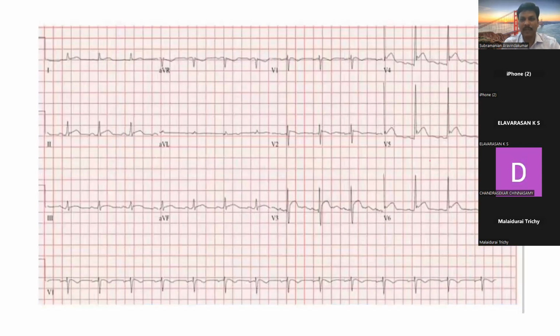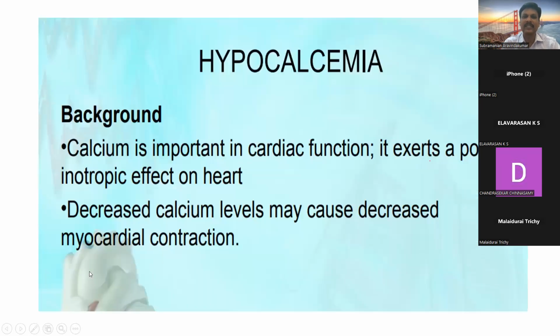In a patient on treatment for malignancy, you can always find this type of ECG, where a tumor lysis syndrome can cause these features. See here, there is a short QT. The ST segment is very, very short. You saw in hypokalemia, it was very wide. Now you are having a short QT, typical of hypercalcemia.